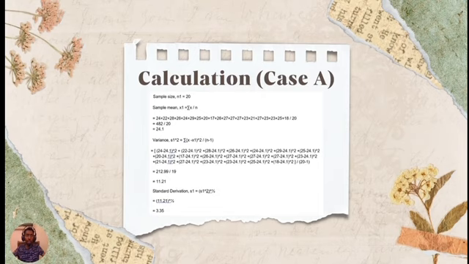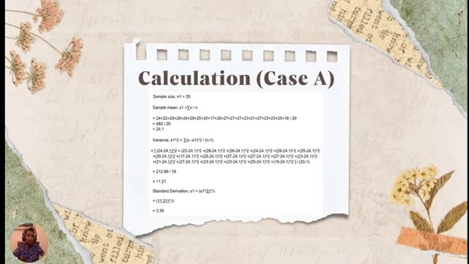As we know, mean is the average of a data set found by adding all the numbers together and then dividing the sum of the numbers by the number of numbers. As you can see, we got the mean, that is 482 divided by 20, which is 24.1.